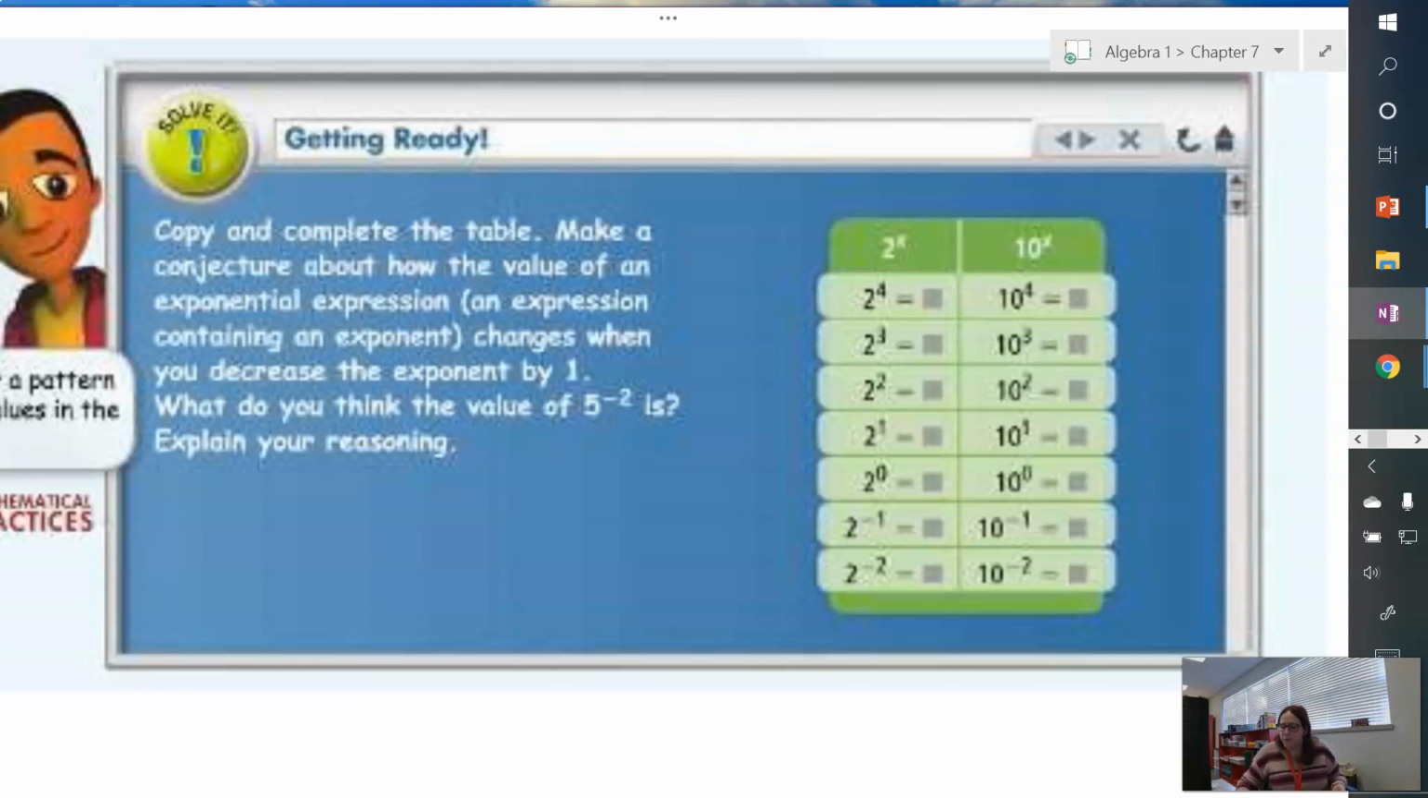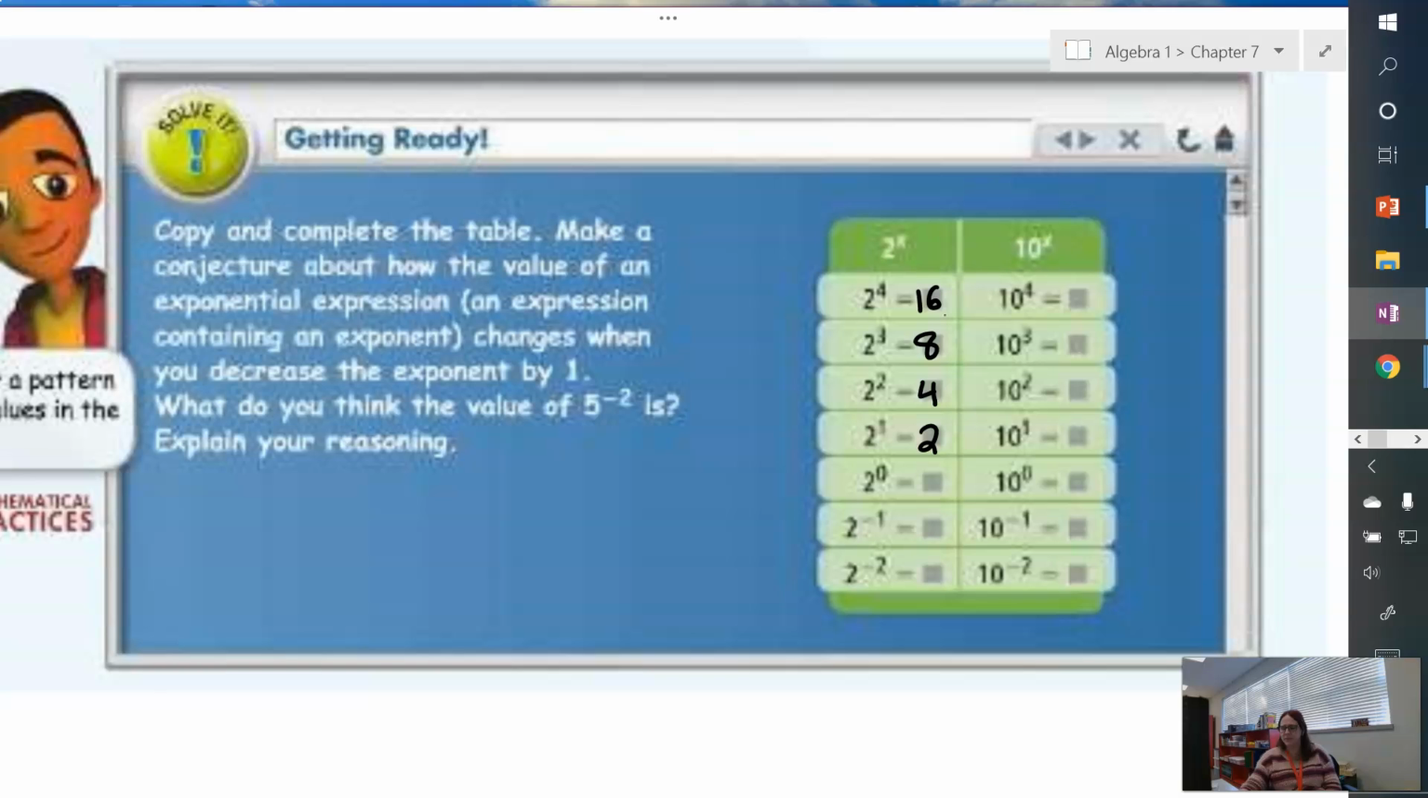We have 2 to the 4th, which is going to be 2 times 2 times 2 times 2. We're going to have 4 2's in there. And that's going to work out to 16. And then if I only had 3 2's in there, that would be 2 times 2 times 2, which is 8. And then 2 2's is 4. 1 2 is just 2. So notice the pattern. Each time I reduce my exponent by 1, I'm dividing by the base.